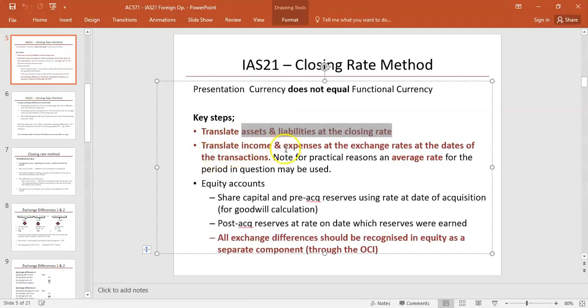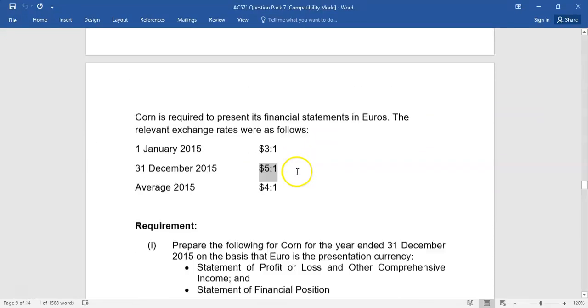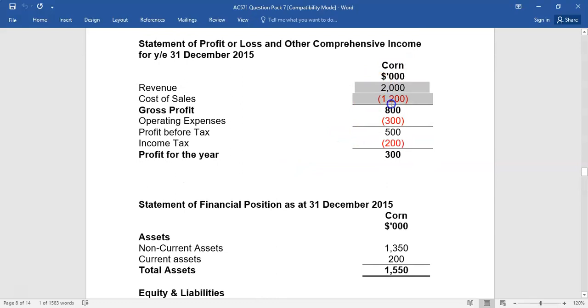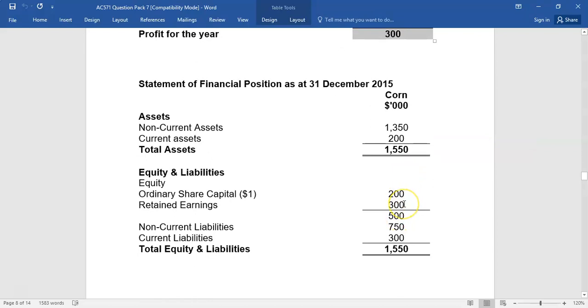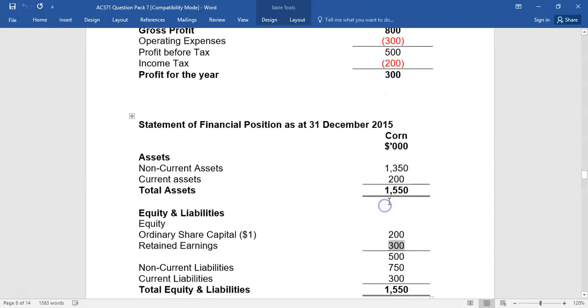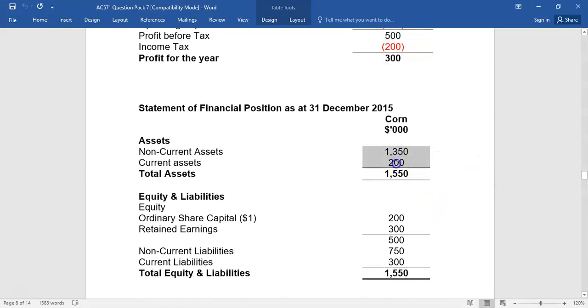The income and expenses are going to be at the average rate, which is 4:1. So the P&L is actually going to be translated at 4:1. So you can see where there's a mismatch here. Some of this is going to be translated at 4:1 because that 300 is actually coming from up here. So that's translated at one rate. The assets and liabilities are translated at another rate.